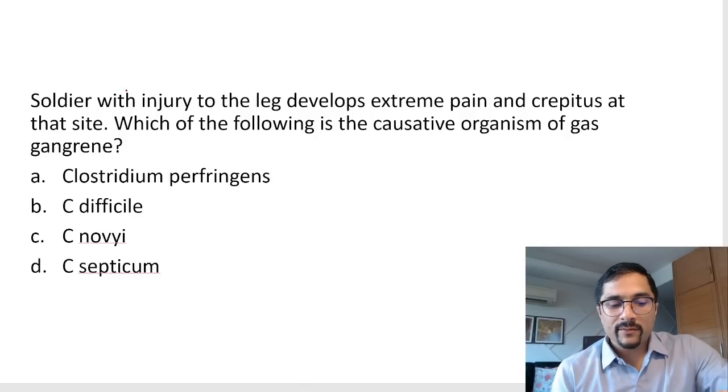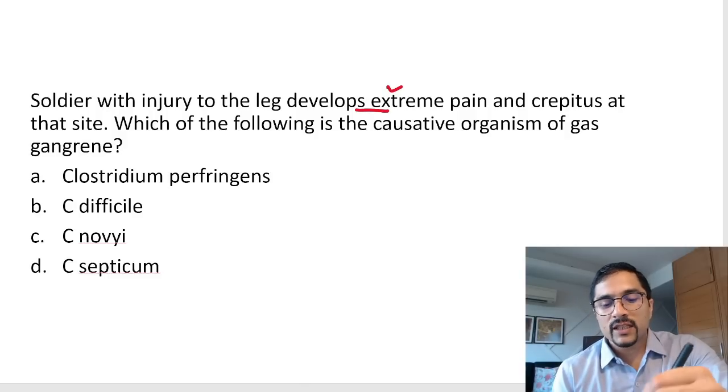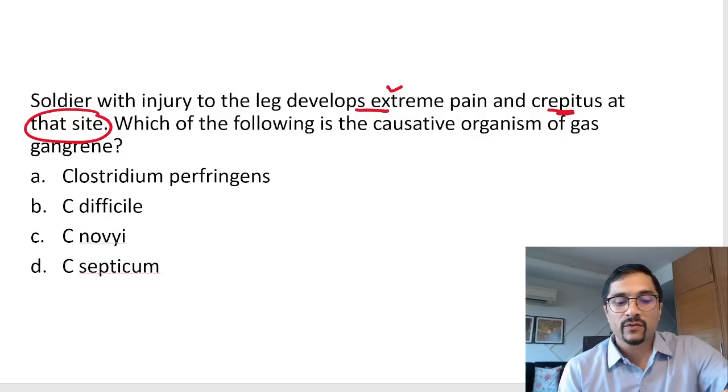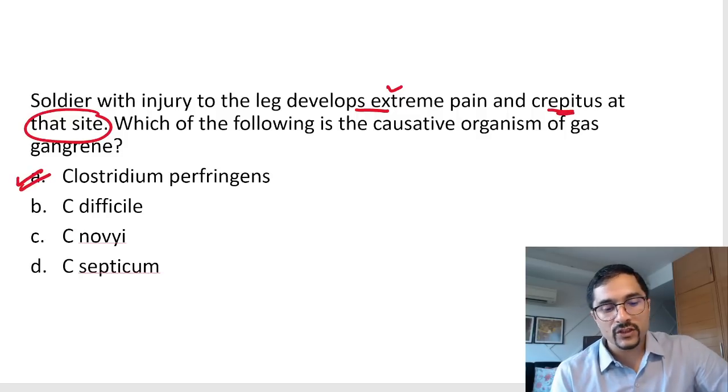This was asked in the exam. Injury to the leg, a soldier develops extreme pain and crepitus at the site. Crepitus means gas. Which of the following is the organism for gas gangrene? Clostridium perfringens. Okay.